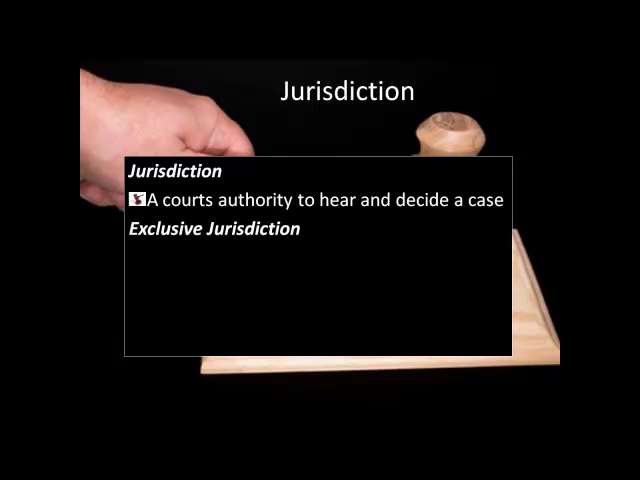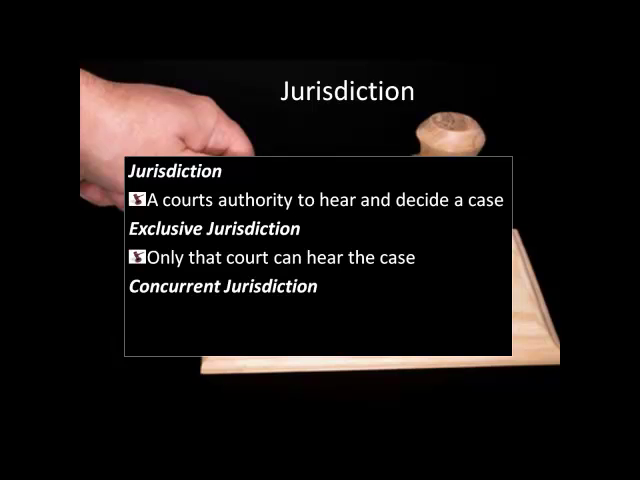Exclusive jurisdiction is what somebody has if they are the only person. Exclusive means only person or group that has jurisdiction. So in this case, only that court can hear the case. I would elaborate and say, think about this. Your parents have exclusive jurisdiction over you at home. They're the only people really who have the authority to say where you go to school, how you're raised, how much TV you watch, simple things like that.